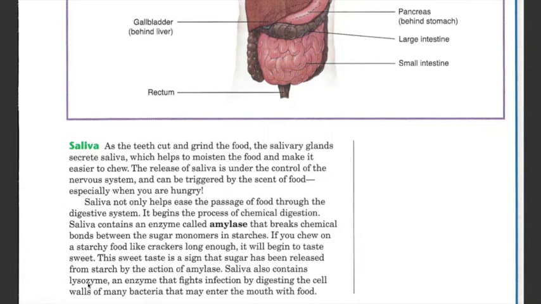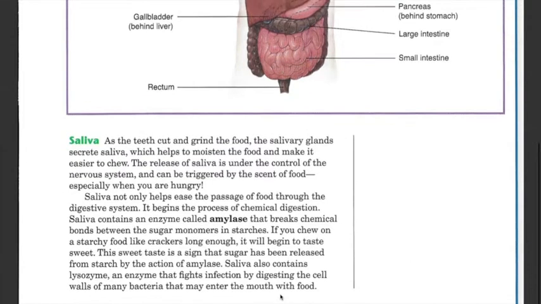Saliva also contains lysozyme, an enzyme that fights infection by digesting the cell walls of many bacteria that may enter the mouth with food. Okay? That's one of the reasons why you don't get sick when you eat food. If that food has bacteria on it, the amylase kills the bacteria.